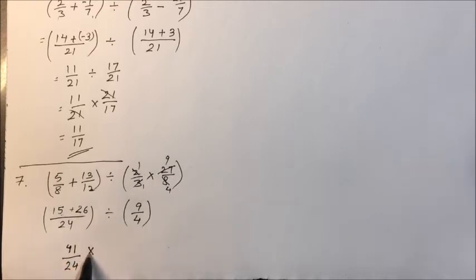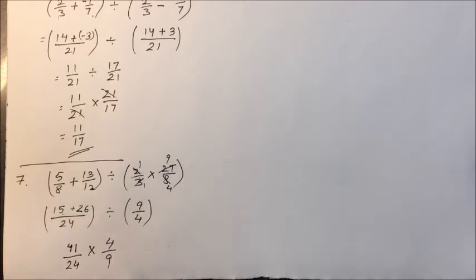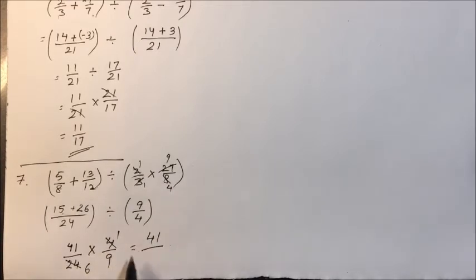Now it is divide. If we convert the operation to multiplication, we have to take the reciprocal of 9 by 4. So the reciprocal will be 4 by 9. 4 1s are 4, 4 6s are 24. So what we are getting is 41 upon 9 6s are 54. So this is the answer.